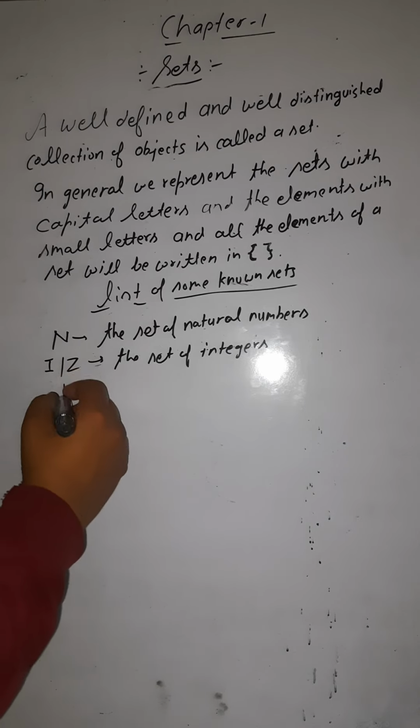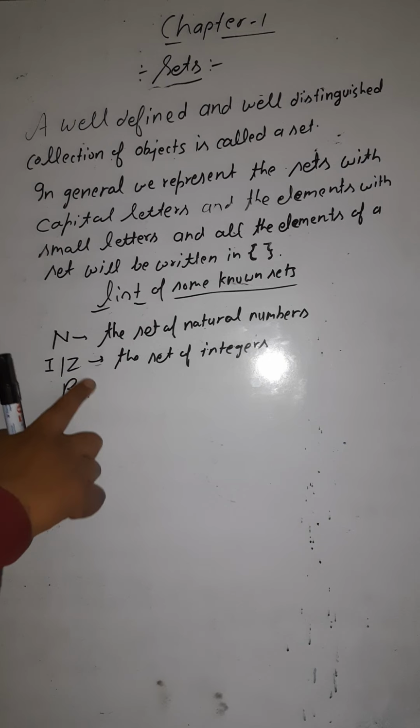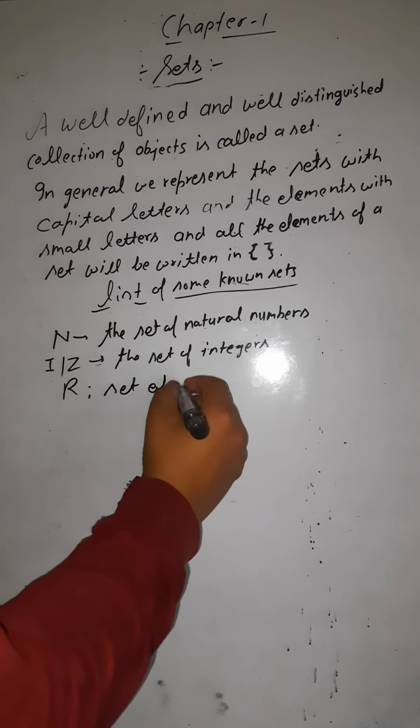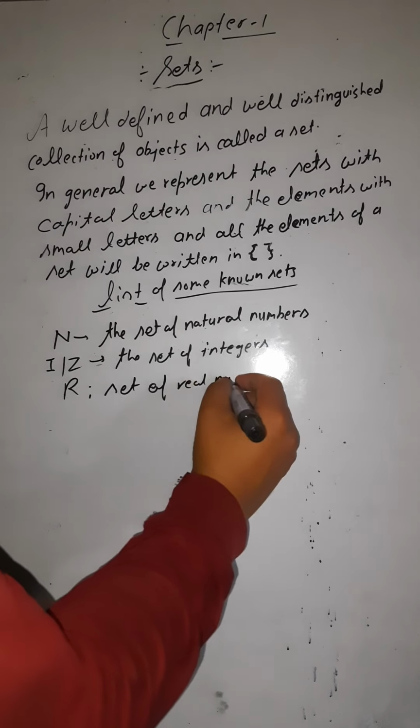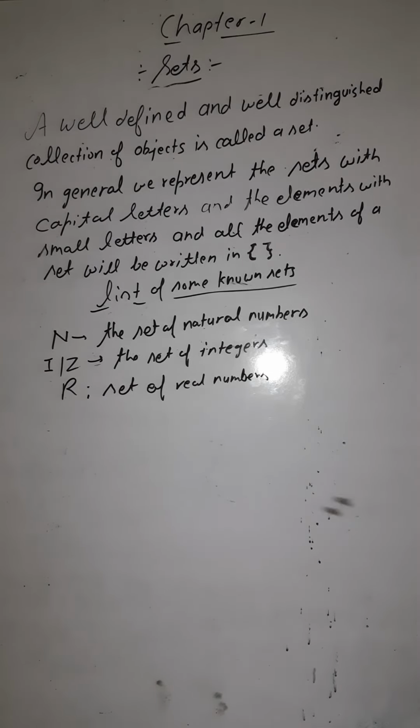Then we have the next set, that is R. So this is the set of what? This is the set of real numbers. Real numbers means all the rational and the irrational numbers. Together they are called real numbers.